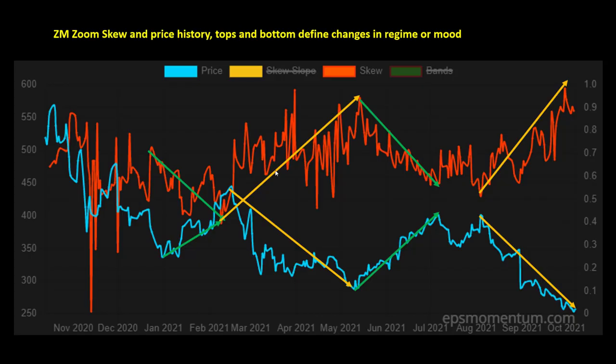So that point in history is what you have here. This is a chart of Zoom and the implied volatility, the skew of Zoom over time, right? So the skew goes up and down and up and down, like the price goes up and down and up and down.